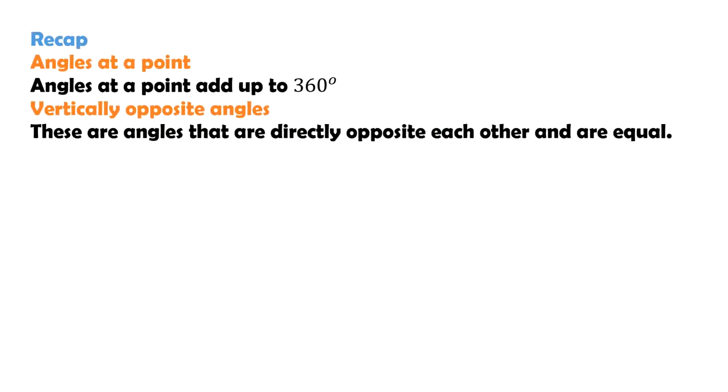To end the video, we'll do a quick recap. Now remember, your angles at a point all add up to 360, and the trick way to quickly find out that pronumeral if you have a question like that is to go 360, take away your known angles, or the angles that you're given in the question. Now you also have vertically opposite angles. These angles are directly opposite each other and are equal.